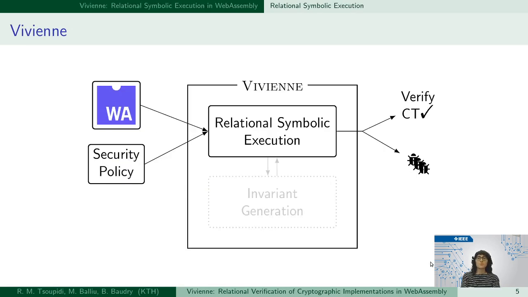So our approach, Vivienne, takes as inputs the WebAssembly modules and the security policy, which describes which inputs are secret and which are public. The output of the analysis is either the successful verification of the algorithm or the identified timing vulnerabilities. To verify WebAssembly programs, Vivienne performs relational symbolic execution.